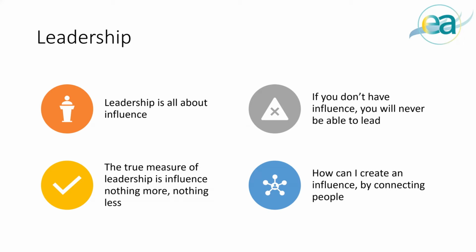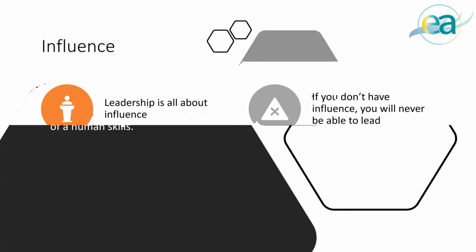Why? The reason is because influence is actually the highest level of human skills. If you can create an influence, then you can make a bigger change. Now let's see, how can we create an influence? We can create an influence if we connect with the people. Without a connection, obviously, we cannot make an influence. Let's look at it in a little bit more detail. How can we connect with the people?